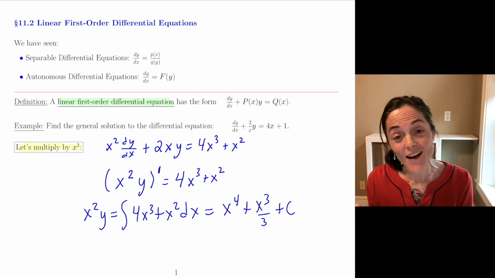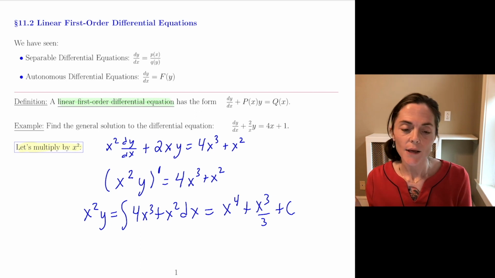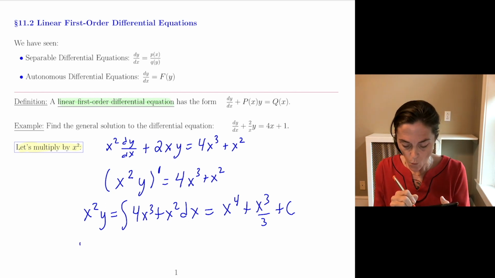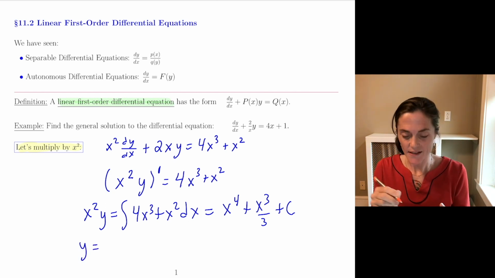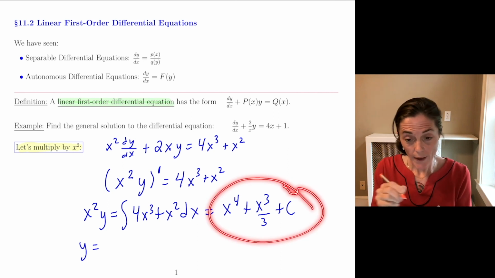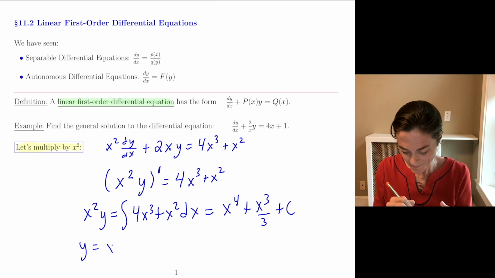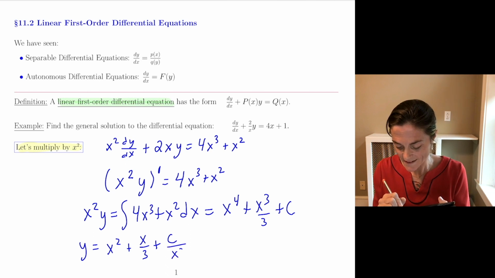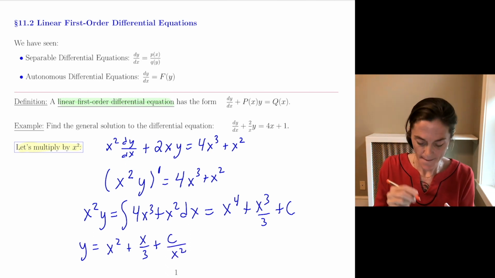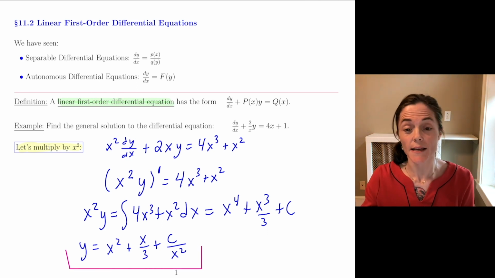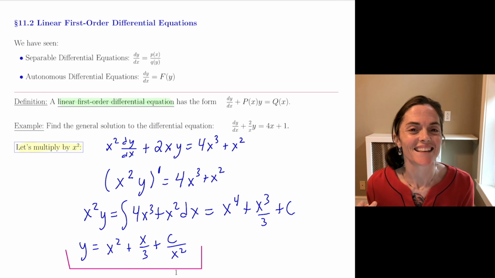Now, how do I solve for y in terms of x? You notice I can just divide by x squared. So I get that y is, okay, divide everything by x squared. We get x squared plus x over 3 plus c over x squared. And this would be my final answer. I have explicitly solved for y as a function of x, and this is the general solution.